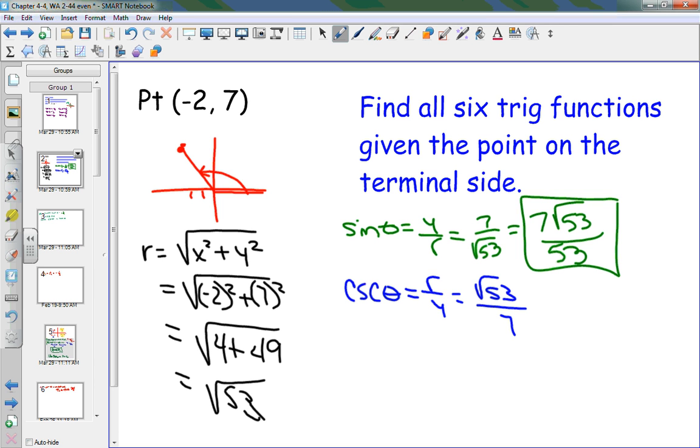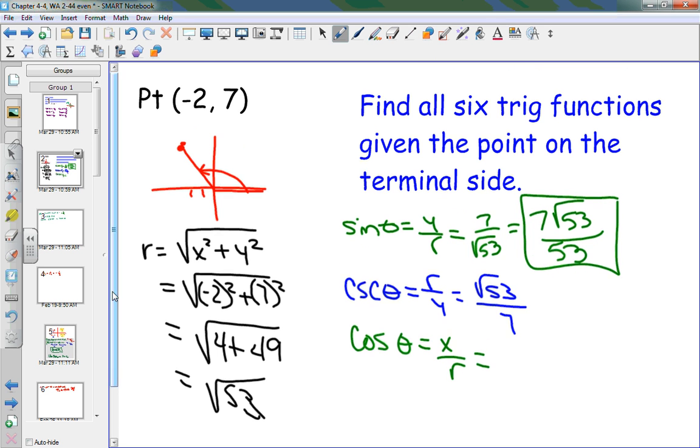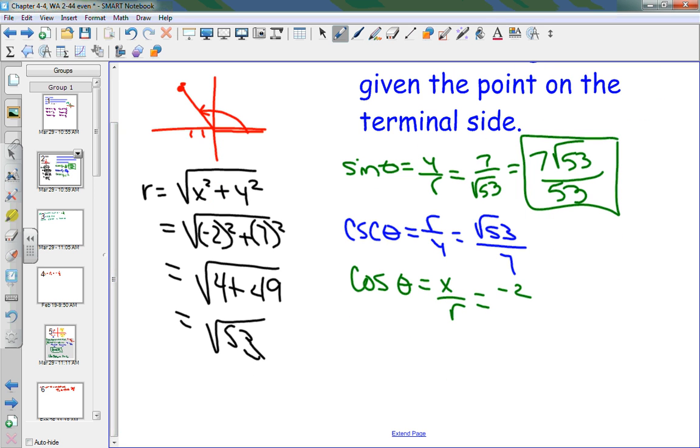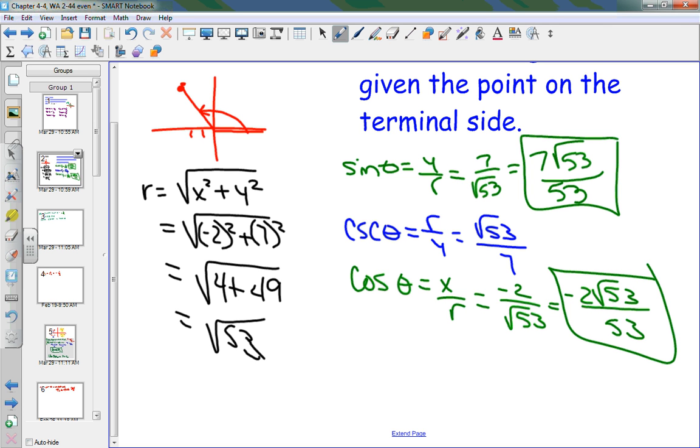Okay, moving right along. What's cosine now? Cosine is going to be x over r. So what's x? Negative 2. Negative 2 over r, which is the square root of 53. Do I like that? No. So I multiply by the square root of 53 over 53. That makes me happy. Everyone's happy, right? Okay, what else do we know?